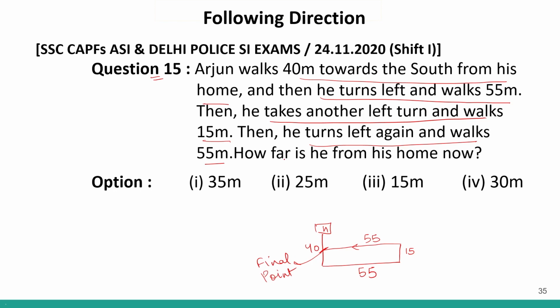We have to find how far he is from the home now. So this was home, this is the final point. So this distance, if this is 40 and this is 15, this distance will be equal to 40 minus 15, which is 25 meters. So our answer will be option number 2, 25 meters.